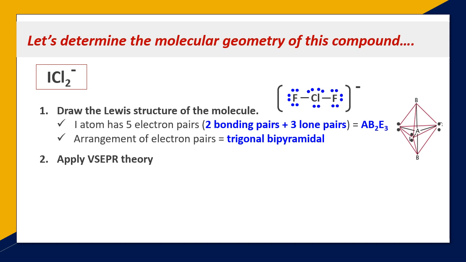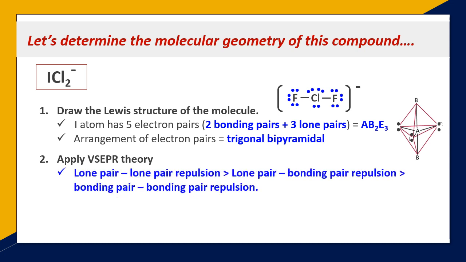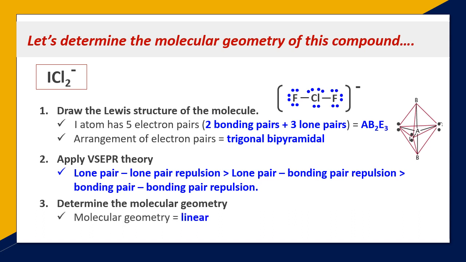Next, apply the VSEPR theory. According to the theory, the lone pair repulsion is stronger than the lone pair-bonding pair repulsion and the bonding pair repulsion. And now, we can determine the molecular geometry. The molecular geometry for this ion is a linear shape. The bond angle is 180 degrees.